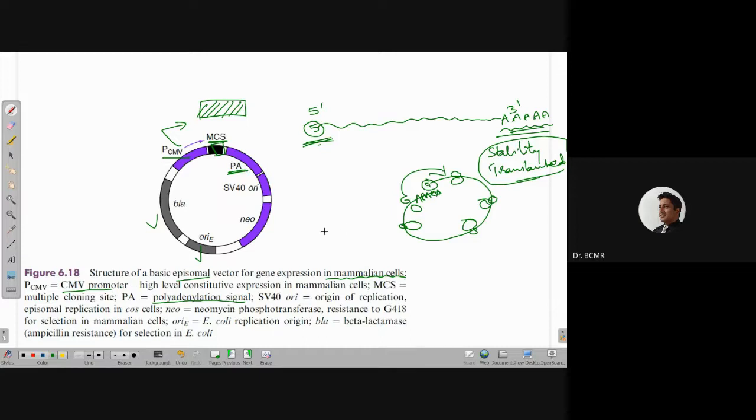And we want this vector to grow also in mammalian cells. So we have taken the simian virus 40 origin of replication. And it will remain in the nucleus. In the nucleus, it is not integrated into the genome, and it will exist as an episome like that. That is an episome.